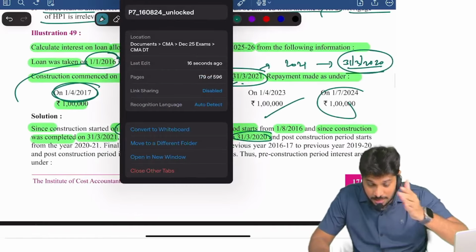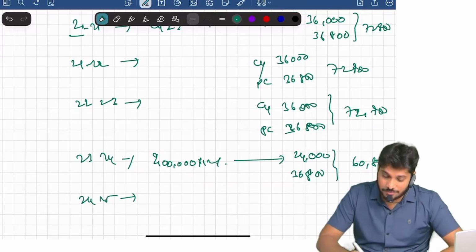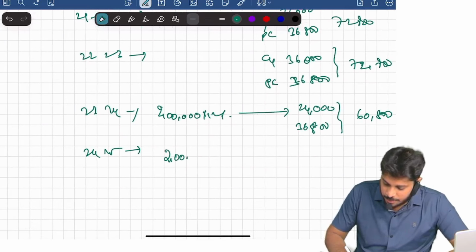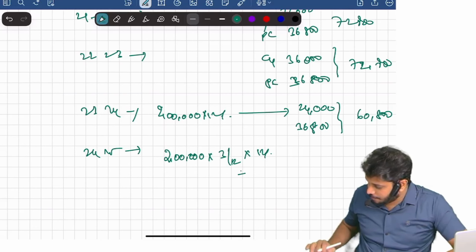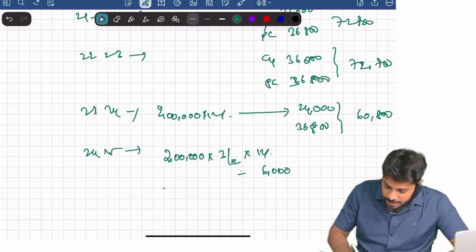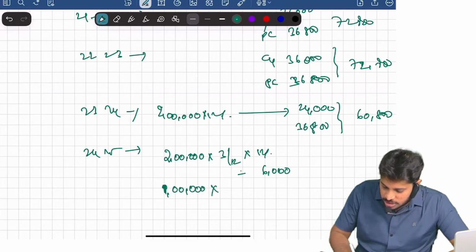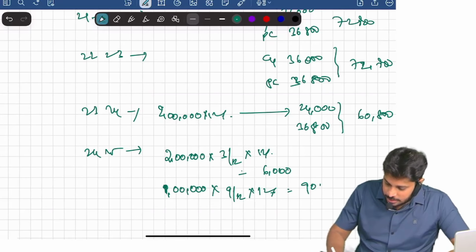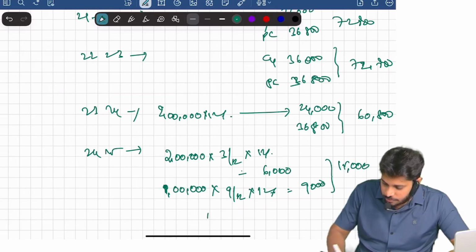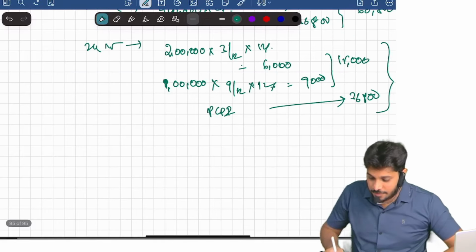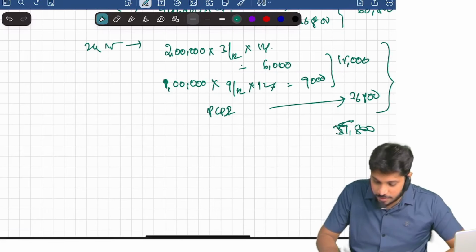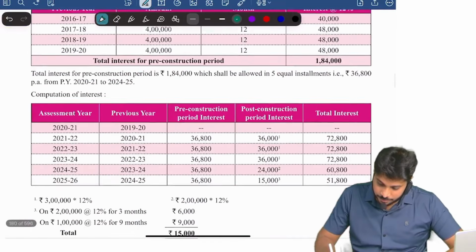Then 24-25, did they repay another amount? Oh, on 1st July he repaid. So as on 1st April, 2 lakhs outstanding is there. 3 months at 12% is equal to 6,000. Then on 1st July he repaid 1 lakh, so outstanding loan is now 1 lakh. 1 lakh for 9 months is equal to 9,000. Totally current year interest 15,000, PCPI interest for that year 36,800, total 51,800. Let us see. Correct?